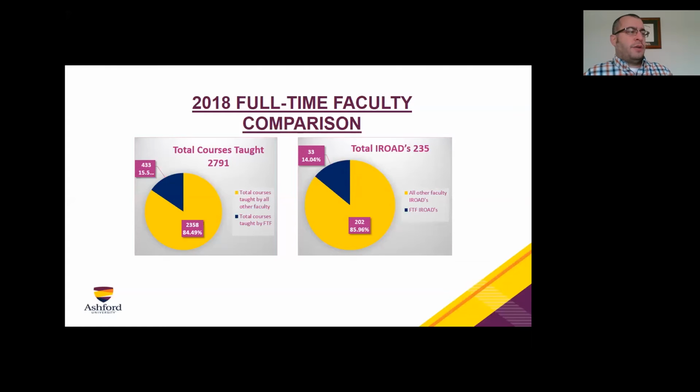This is a positive piece of information in that we're seeing our full-time faculty being dedicated to identifying and looking for instances of plagiarism, but we want to make sure that all of our instructors, whether they're associate faculty members or not, are looking to make sure that their students are not being dishonest in their work.